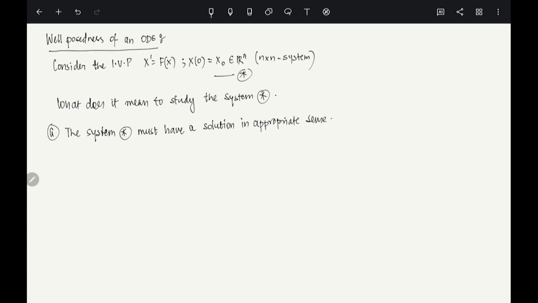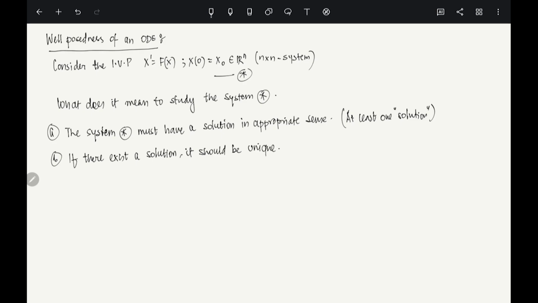So first of all, it must have at least one solution. Whatever you mean by solution, at least one solution should be there. B, once you have found a solution, if there exists a solution, it should be unique. So basically there cannot be two solutions to star.